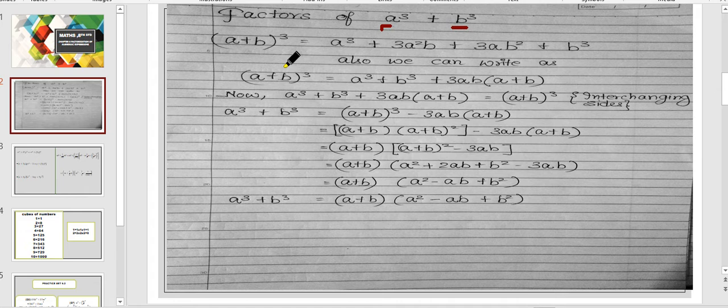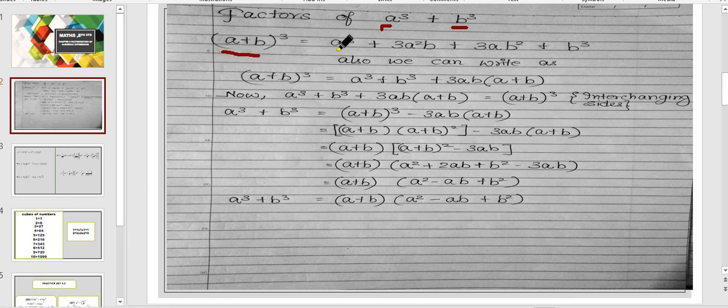For that we have to follow the steps, right? It is very important to see and listen carefully, one step at a time. I'm going to explain one by one. First, you have to write a plus b, the whole cube, in the bracket.